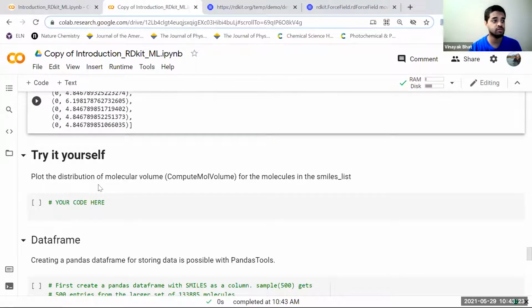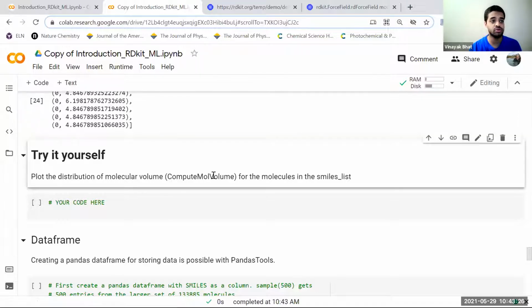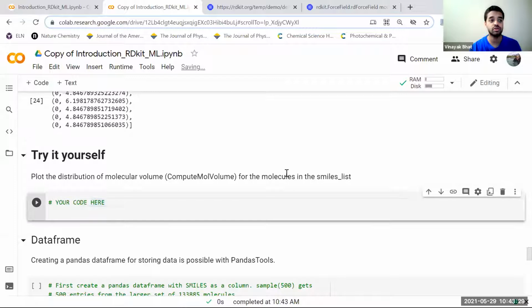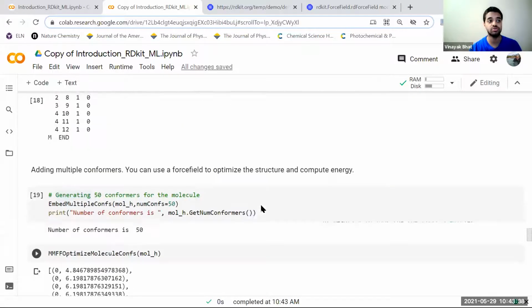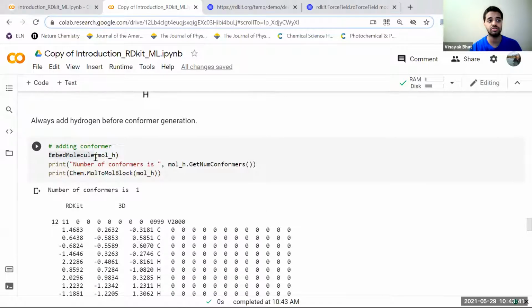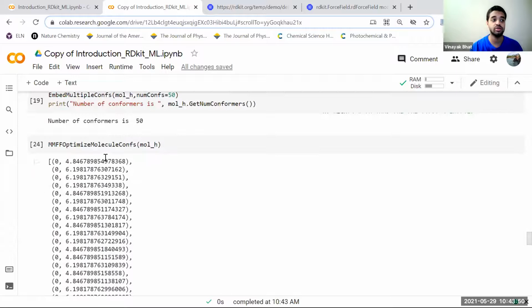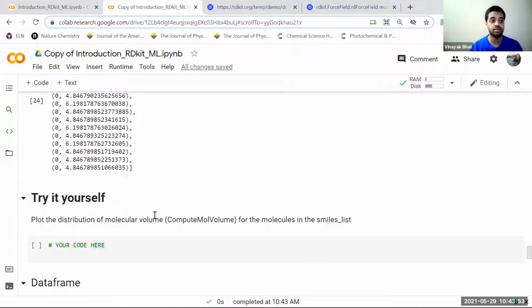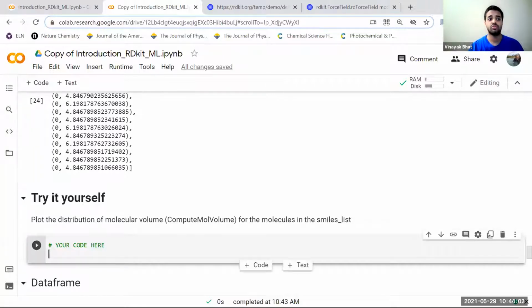Now let's try to compute volume and plot the distribution from the smiles list. Remember, when you generate it from smiles, you won't have the 3D conformer. So you need to embed a single molecule like this: embed molecule and pass in the molecule to generate the 3D structure. But before doing this, you need to add hydrogens. Try plotting, at least for some 500 of the smiles, a curve for molecular volume distribution. And the code again should look like that.